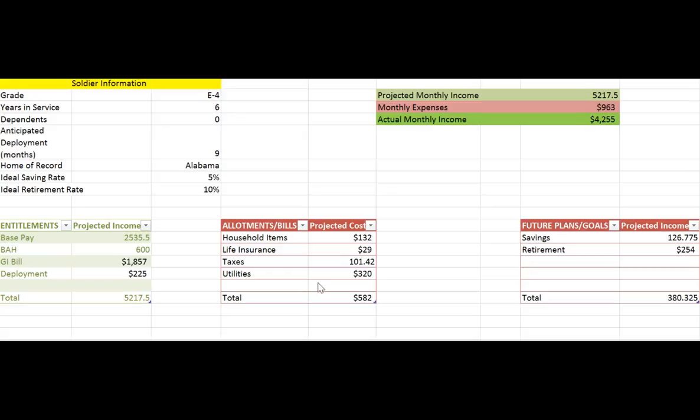And these right here, their allotments or their bills, have their household items, life insurance, taxes and utilities, and these are all standard rates. This specifically comes from the SGLI form on LES. And this right here is just calculated dependent upon what their inputted ideal saving and retirement rate is. And up here at the top is where we express clearly to the soldier what their projected monthly income would be, their monthly expenses, as well as their actual monthly income.